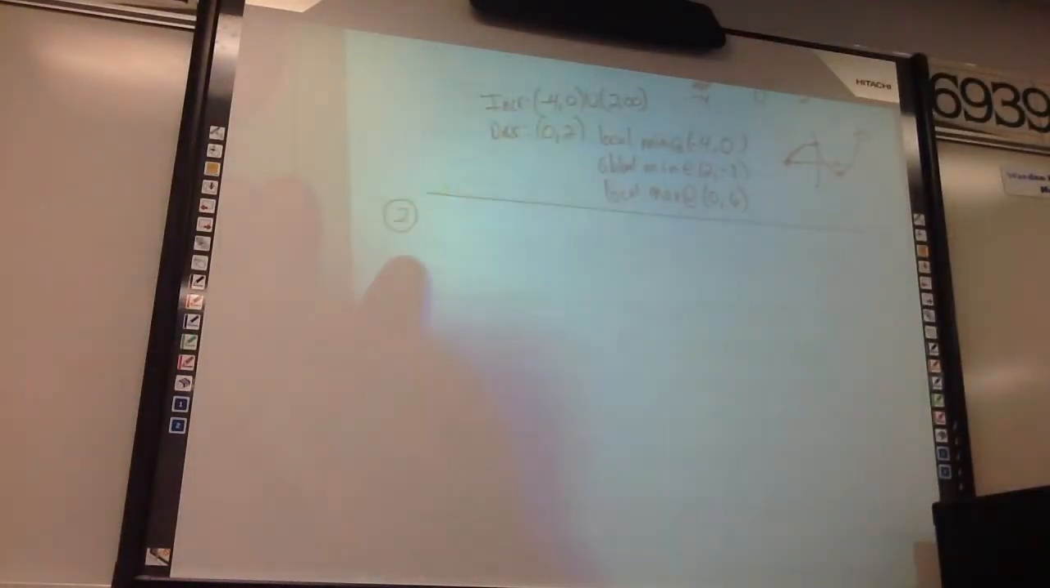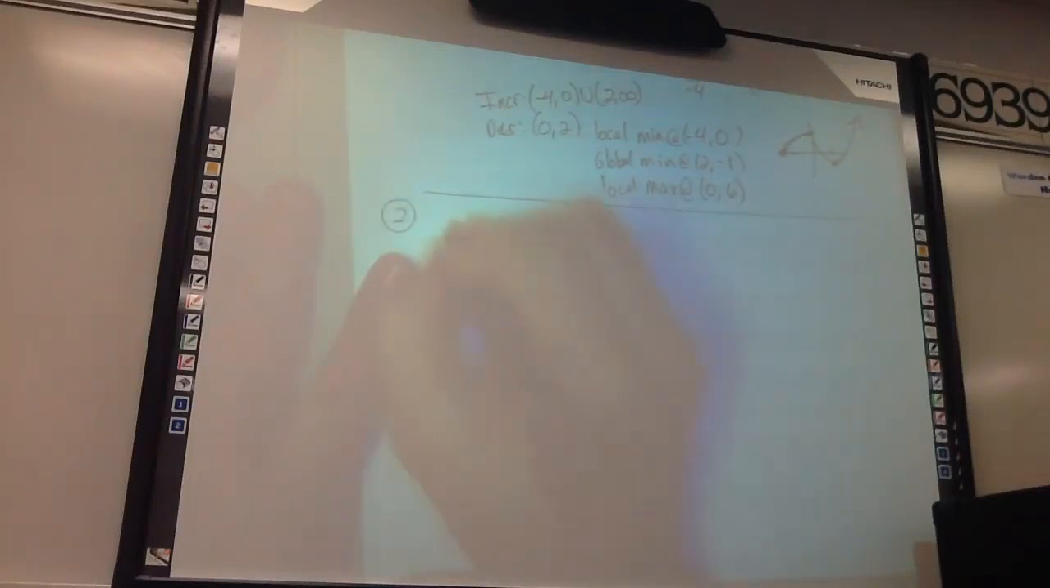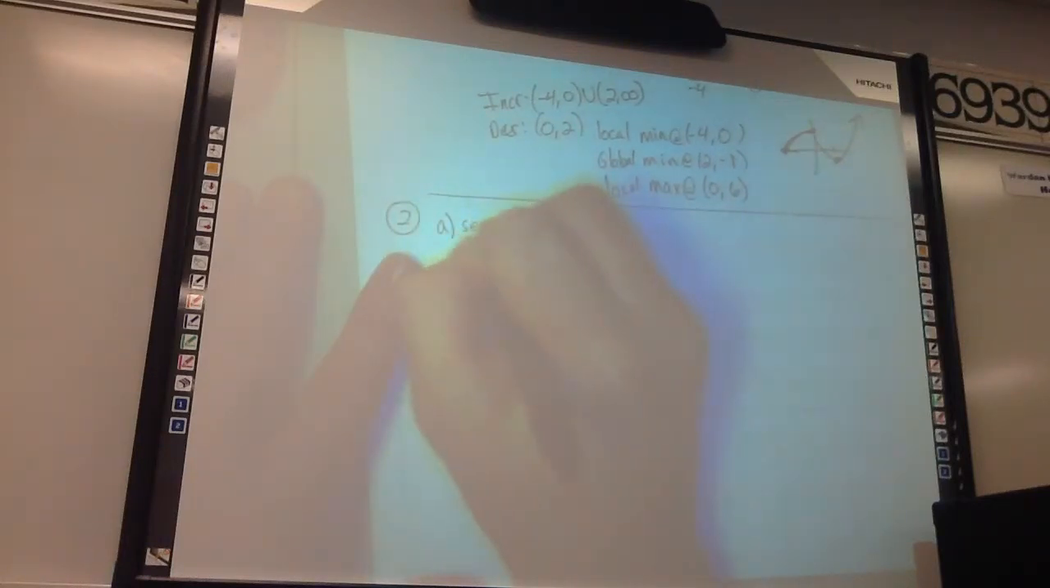Number 2, remember those directions for number 9 and 10? The interval a to b is given. Let A equal (a, f of a) and B equal (b, f of b). Write an equation for the secant line AB. Write an equation for a line tangent to f of x parallel to AB.